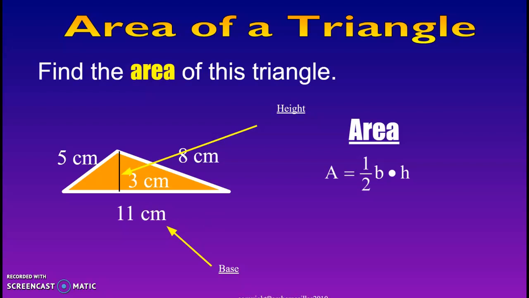Now that I have the base and the height, I can substitute these numbers for the letters in my formula. So I'm going to substitute B for 11 and H for 3. Now it is time to solve the problem. Please write this information down and try to solve the problem on your own. Pause the video when you have an answer.